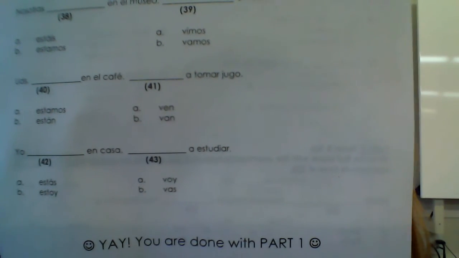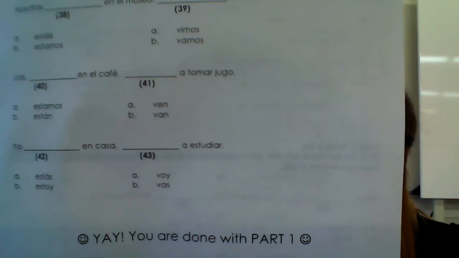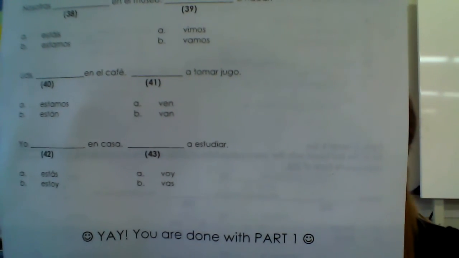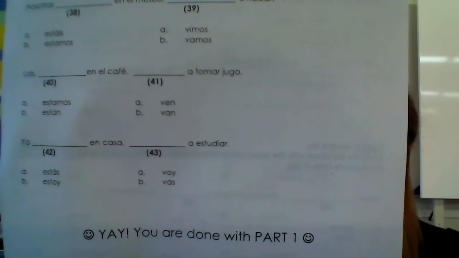Número 43, number 43. Your subject is still yo. So you're either choosing yo voy a estudiar or yo vas a estudiar. Okay? So for 43, you circle A for voy if you think that's the yo form of ir, or B, vas, if you think vas is the yo form of ir. Make sure you have answers bubbled in 1 through 43, and then you are finished. Congratulations.